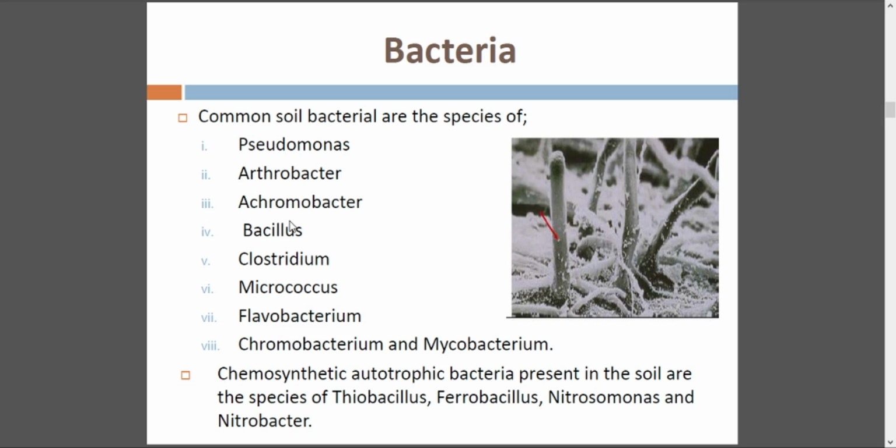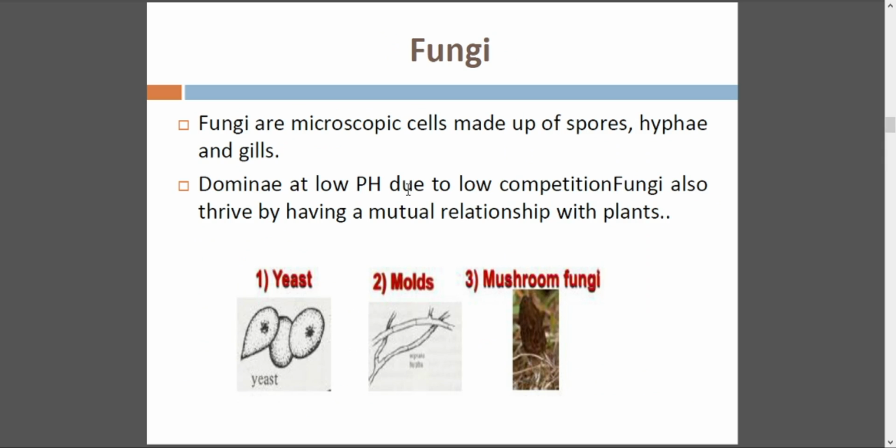And then the other type of soil organisms is fungi, and fungi are microscopic cells made up of spores, hyphae, and gills. Fungi normally dominate at low pH due to low competition, and they also thrive by having mutual relationships with plants. The main types that we have are yeast, molds, and mushroom fungi.